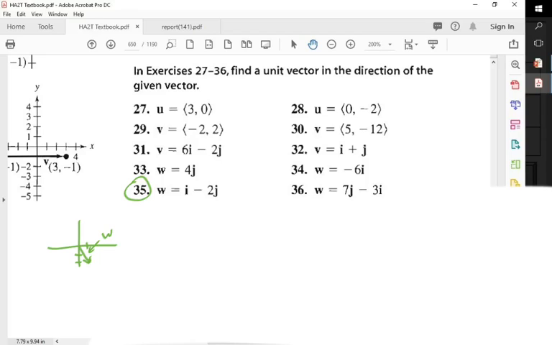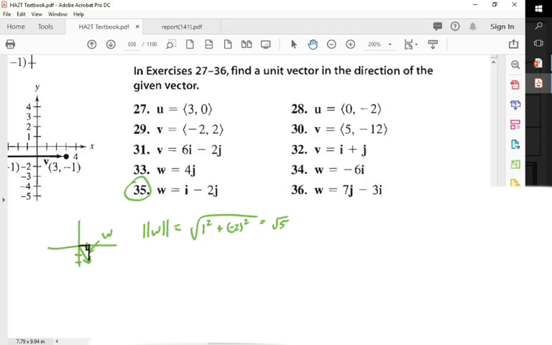What is the length of that vector? Well, you could use the triangle, the Pythagorean theorem, to find the length of the hypotenuse. That would be the magnitude of that vector. But once you get good with vectors, to find the magnitude of W, I just have to go 1 squared plus negative 2 squared, and then square root that. So it's 1 plus 4, which is 5, so the square root of 5. That is my magnitude of W.